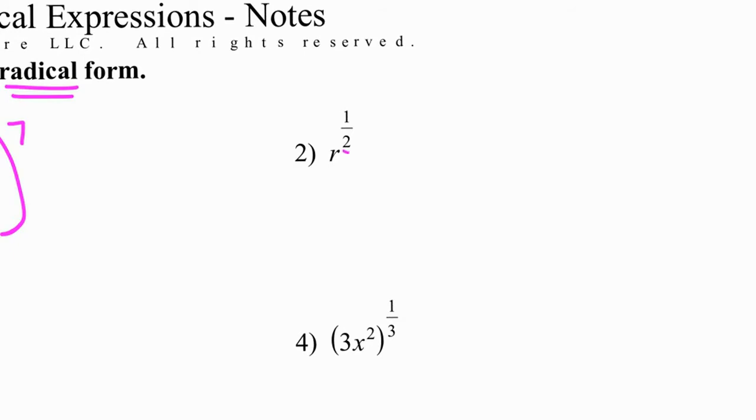All right, so again, the bottom number is the root. And then this is going to be the exponent. Now, again, you can put it here or you could put it outside. Those are both equivalent. Pick one of them. You don't have to write them both.